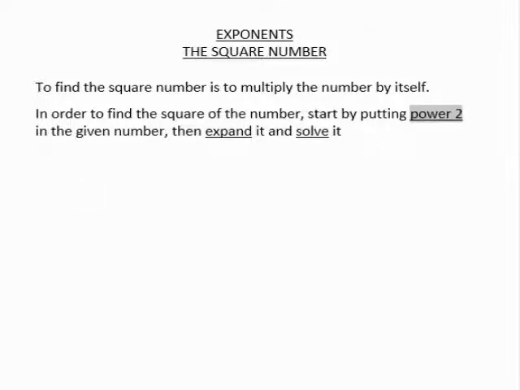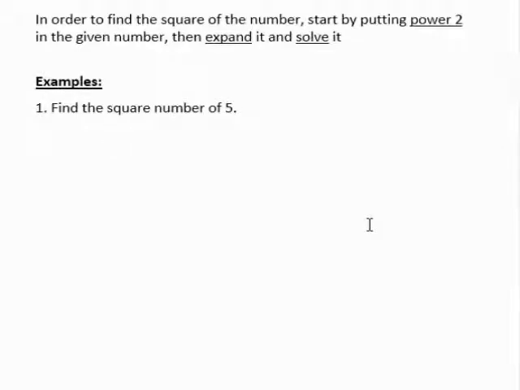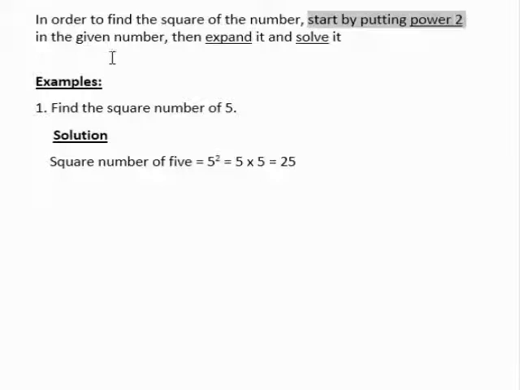Now let's see a few examples here. Number 1, find the square number of 5. Solution, and we're going to follow the same procedure. The square number of 5 is 5 power 2. If you remember, start by putting power 2 in the given number. So we put power 2 here, then expand. Here we have expanded it, and then solve it. 5 times 5 is 25. So the square number of 5 is equal to 25.